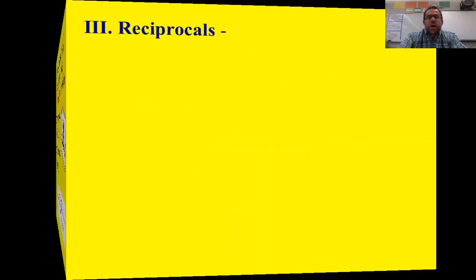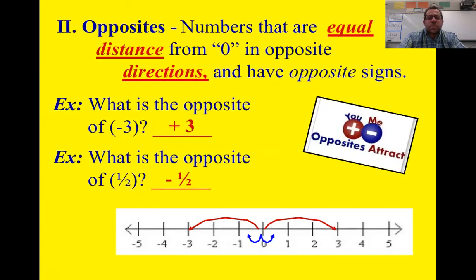So here's part 3, reciprocals. Okay, so that was opposites right there. Those are opposites, same number, opposite sign, you change the sign. In reciprocals, you do not change the sign. If it's positive, it stays positive. If it's negative, it stays negative.